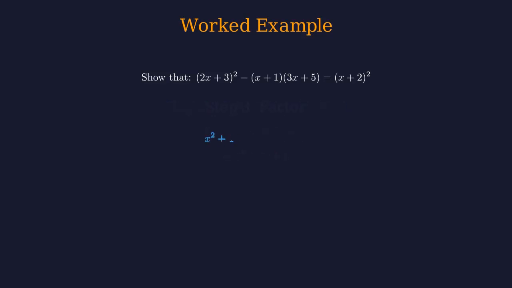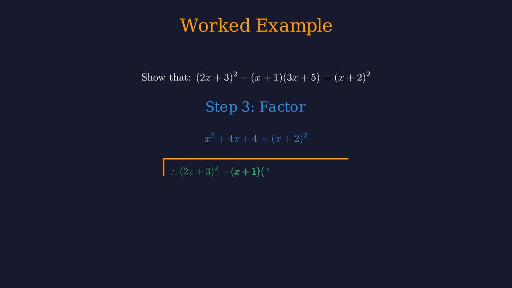Step 3. Recognize the quadratic x² + 4x + 4 is a perfect square. It factors to (x + 2)². So we've transformed the left-hand expression into (x + 2)², which matches the right-hand side. At this point you write a final line. Therefore (2x + 3)² − (x + 1)(3x + 5) = (x + 2)². Box that equality. That's your finish.